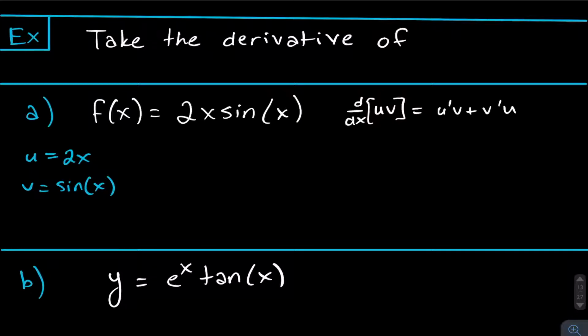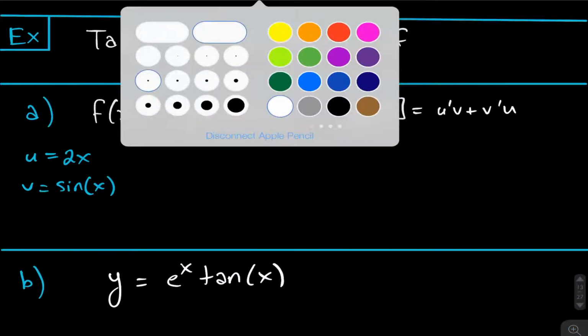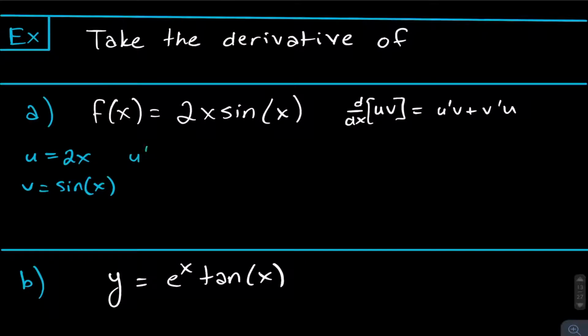But what's u prime? What's the derivative of 2x? Well, that's just power rule. Bring that exponent in front. The exponent is 1, x to the first power. Bring that 1 in front, 1 times 2 is 2. Then subtract 1 from that exponent, which is 1, and you get 0. So you can just say that this is actually 2. Then what about v prime? What's the derivative of sine x? It's cosine x. We already mentioned that earlier when we talked about the other derivatives.